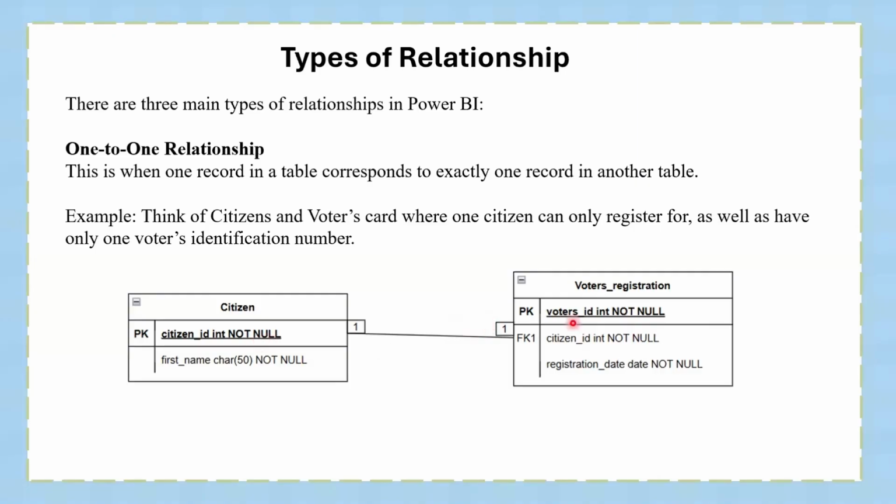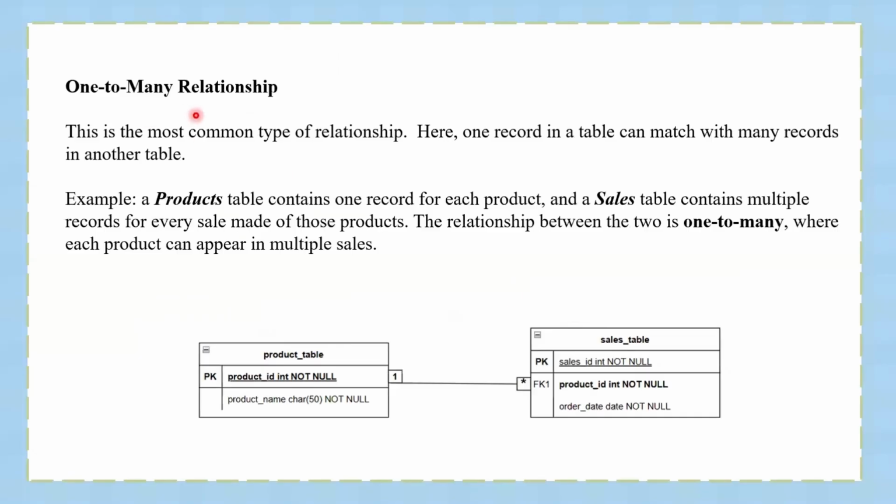So this creates a one-to-one relationship. Now, the second type of relationship is the one-to-many relationship. And this is the most common type of relationship and also the most recommended. Here, one record in a table can match with many records in another table.